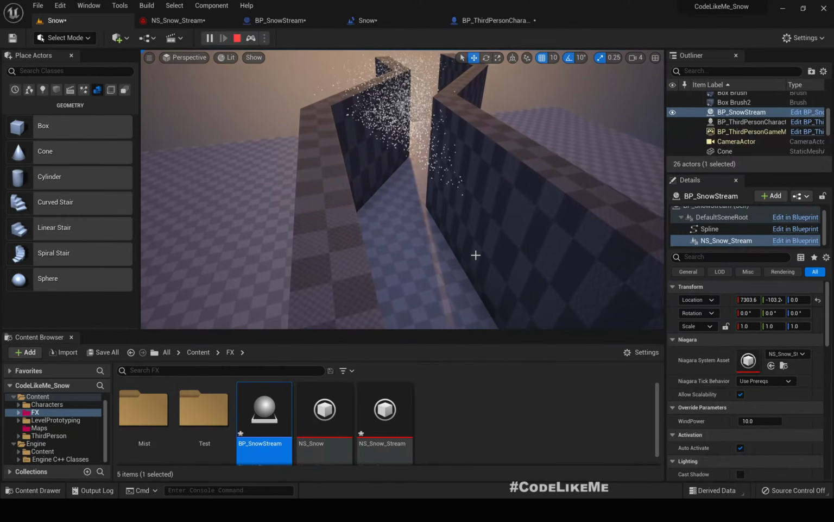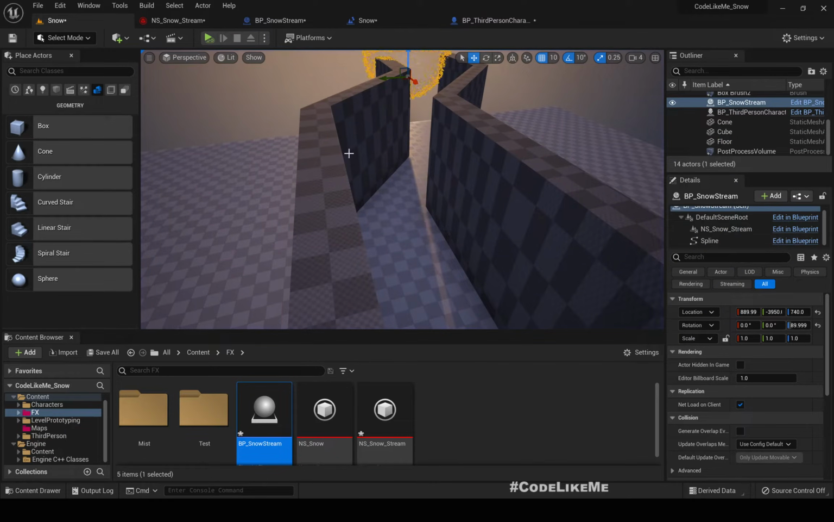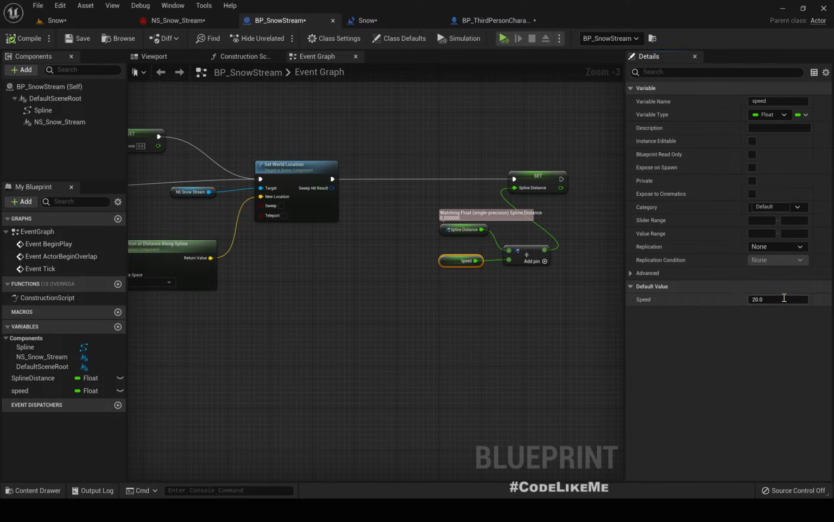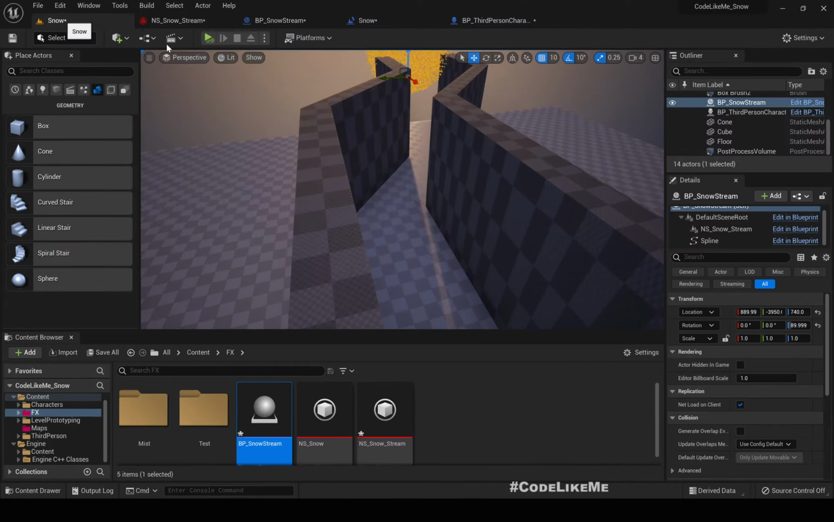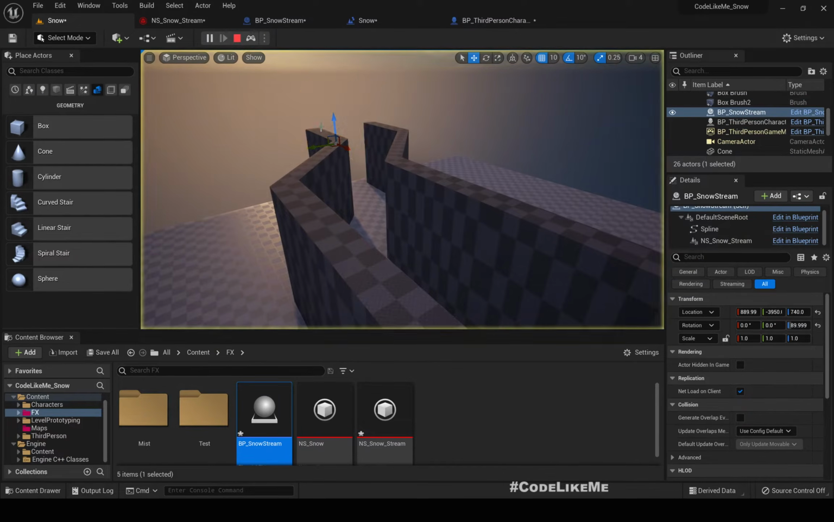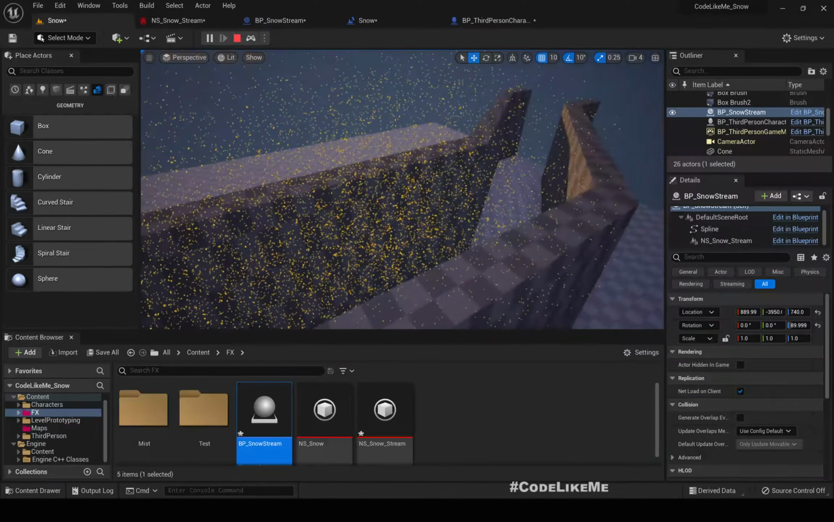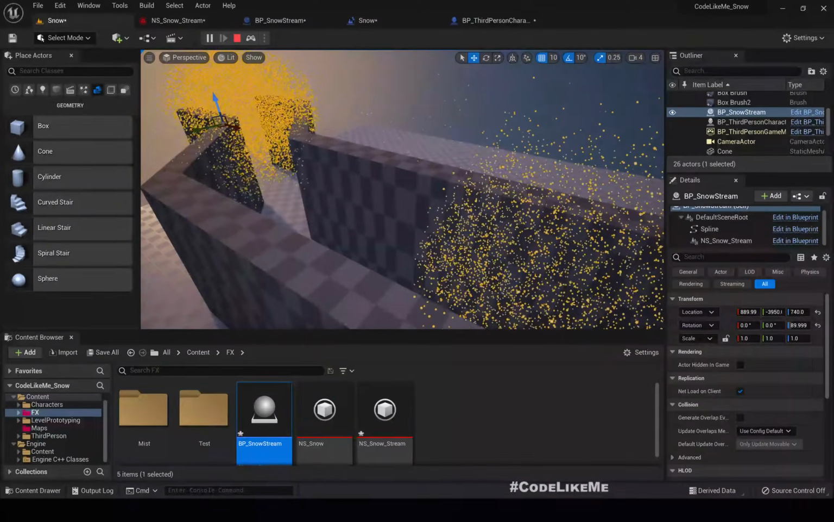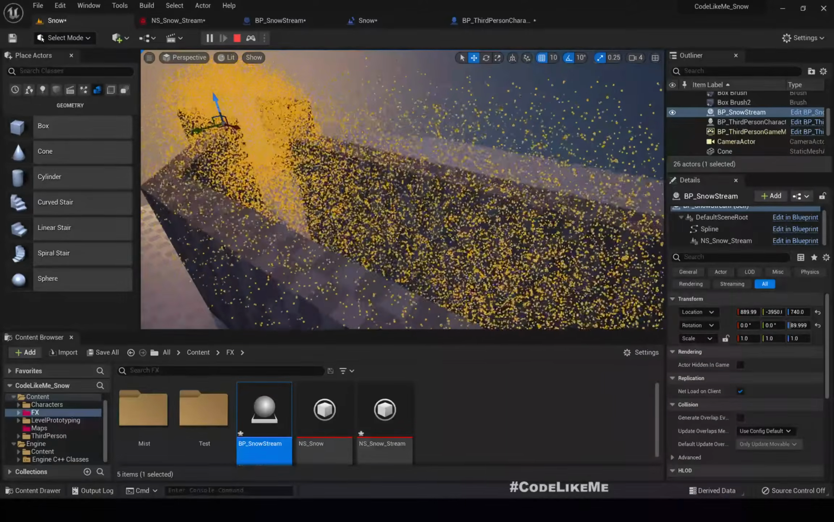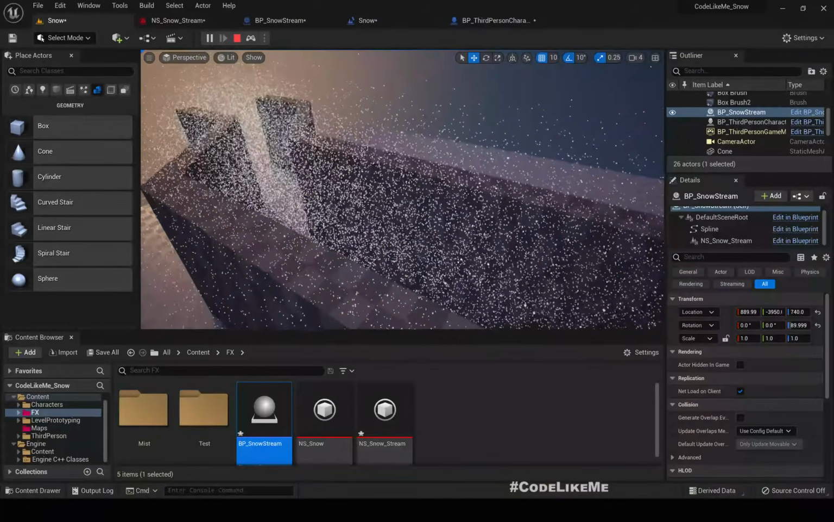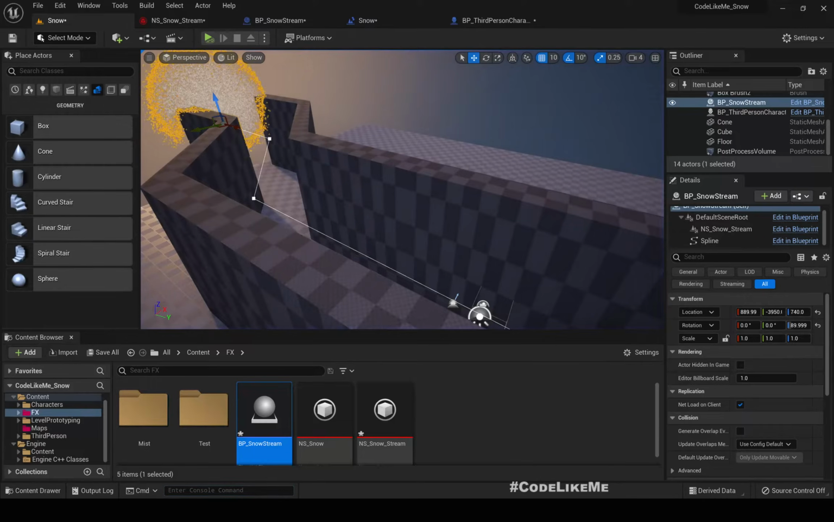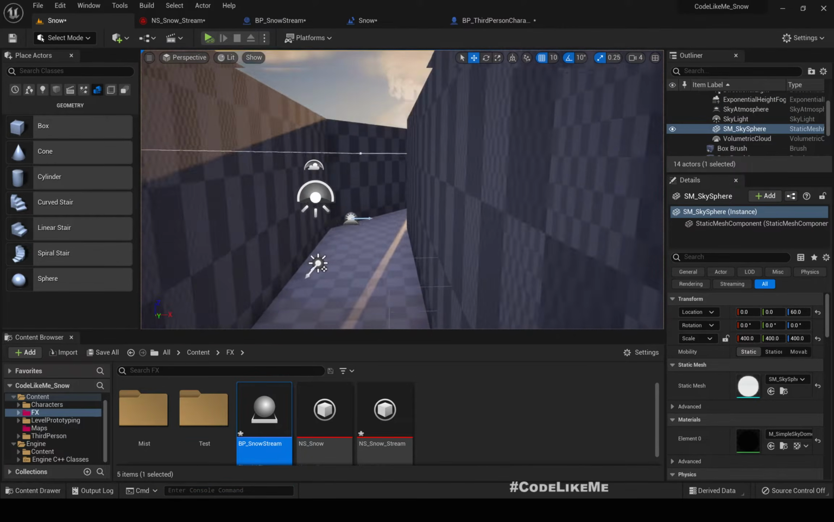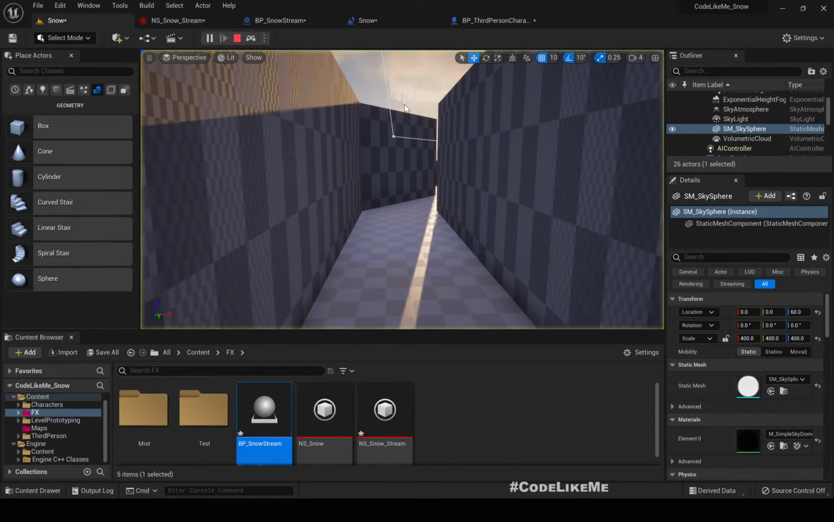Okay, so now to get a wind-like effect, wait, let me double the speed. And simulate. Okay, we do have the effect, great, but still we don't really feel like a wind, do we?